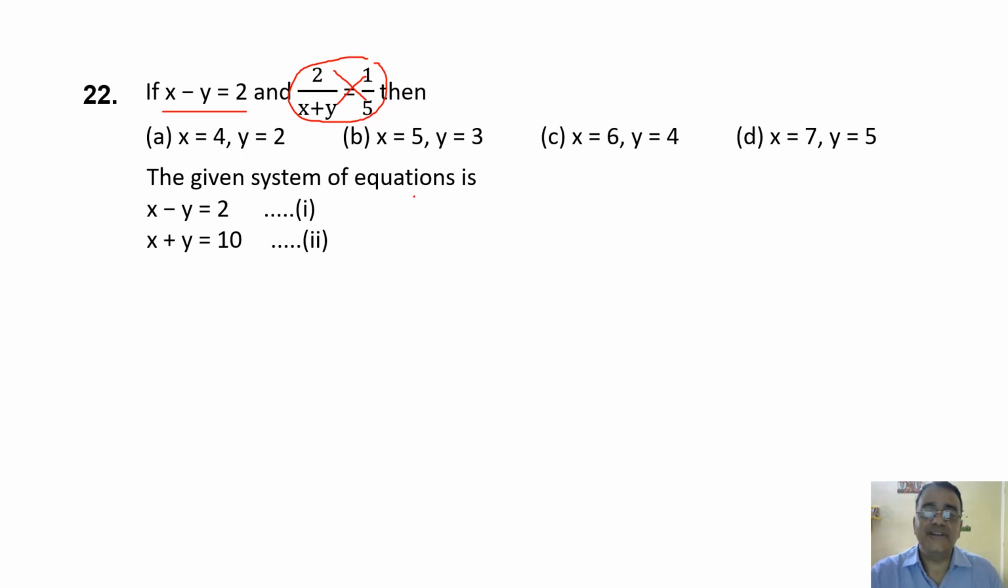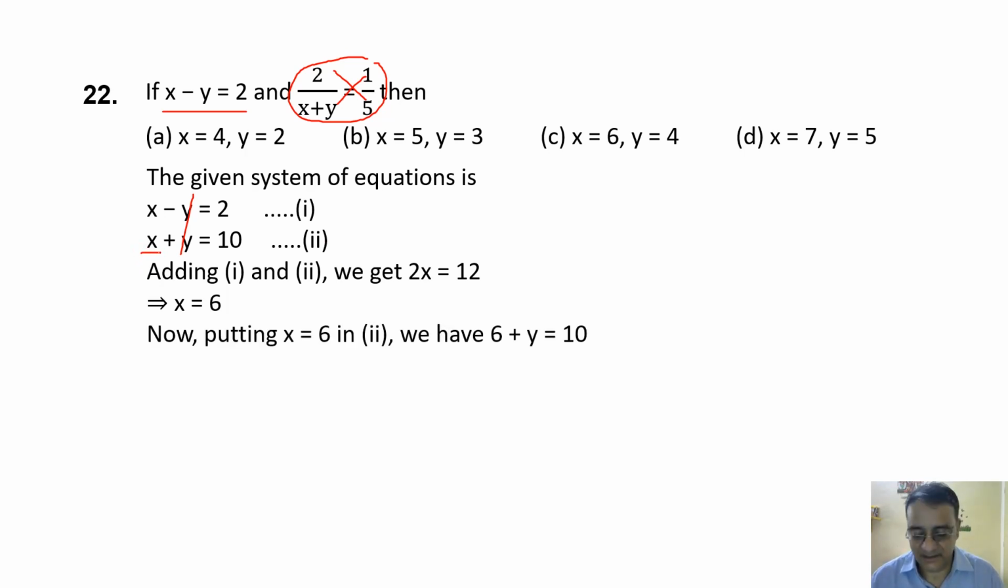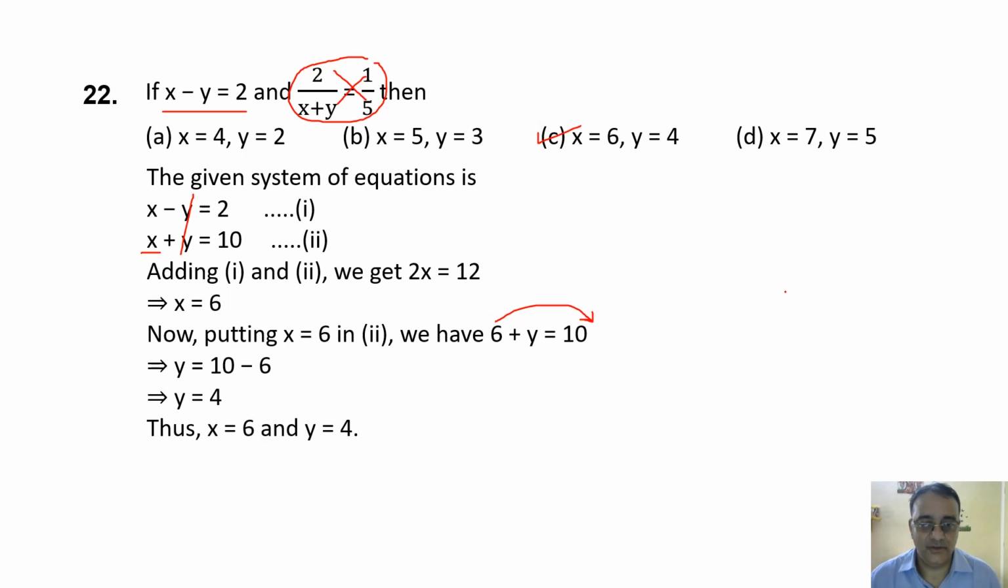So now we have to solve these two equations. Add these two equations. So what we are getting? 2x is equal to 12. Right, 2x is equal to 12. So what is the value of x? 6. Right. Now substitute the value of 6 in the second equation. So we'll get 6 plus y is equal to 10. So shift 6 to this side. It will become minus 6. So what is the value of y? 4. Right. So which option is the correct one? Option A. Right. Very good.